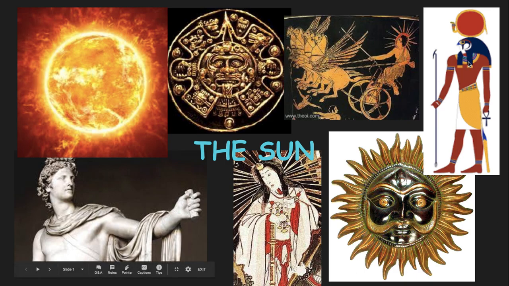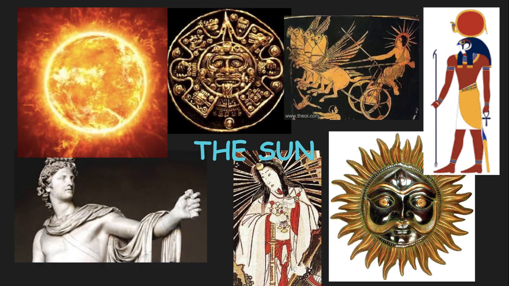So this is Ra from ancient Egypt. This is a Japanese goddess, deity. We have Apollo and Helios. And this is Central or South American. I believe it's Mayan, if I'm not mistaken. And this is a Norse representation, like a Viking type deal.